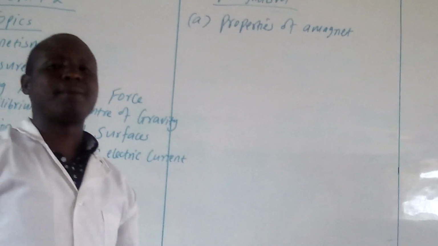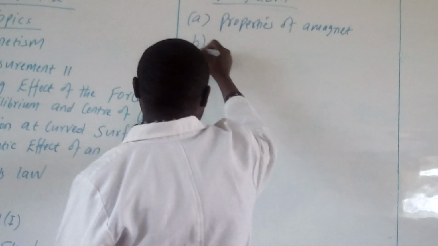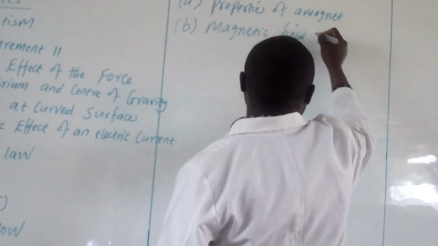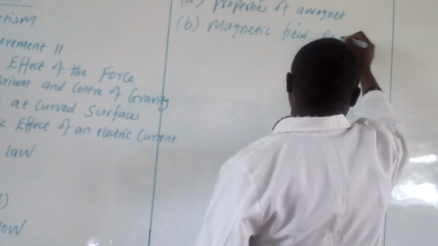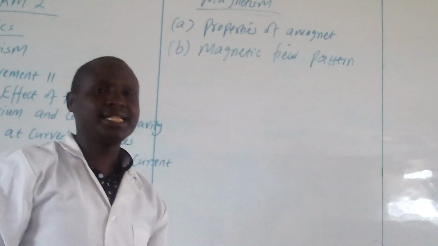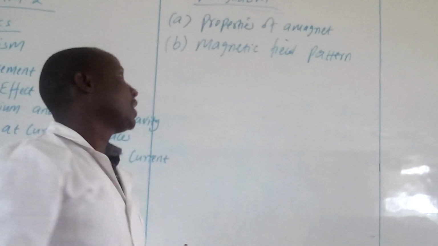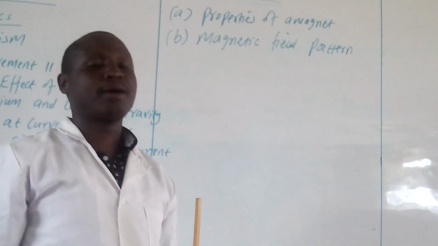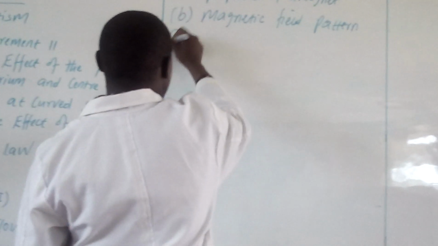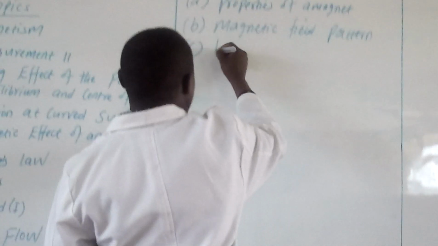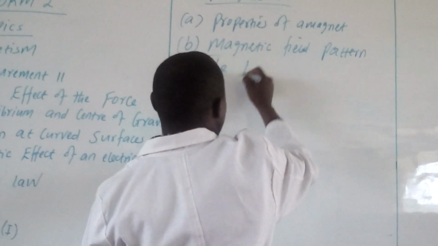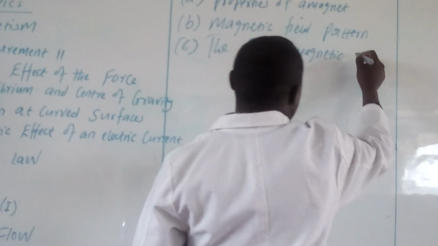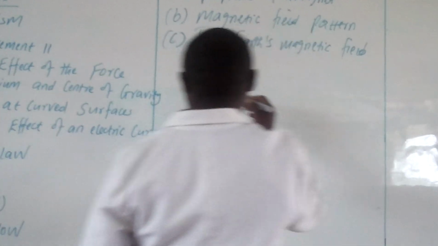The second area is magnetic field pattern. The third is the Earth magnetic field.